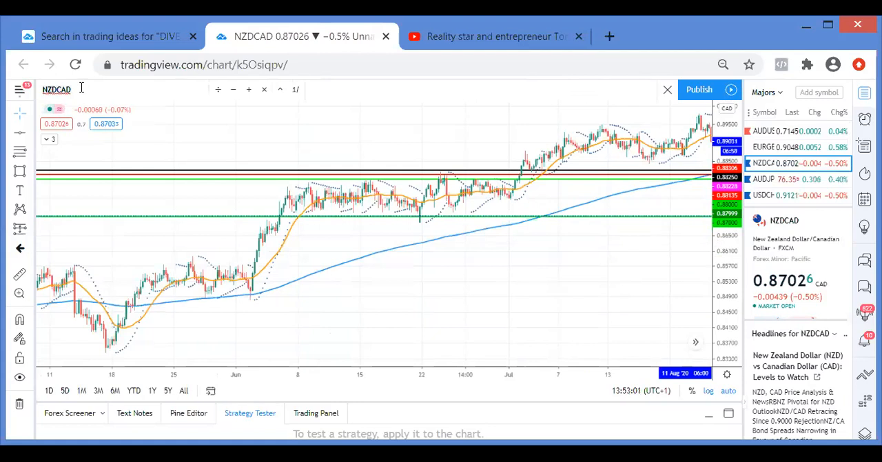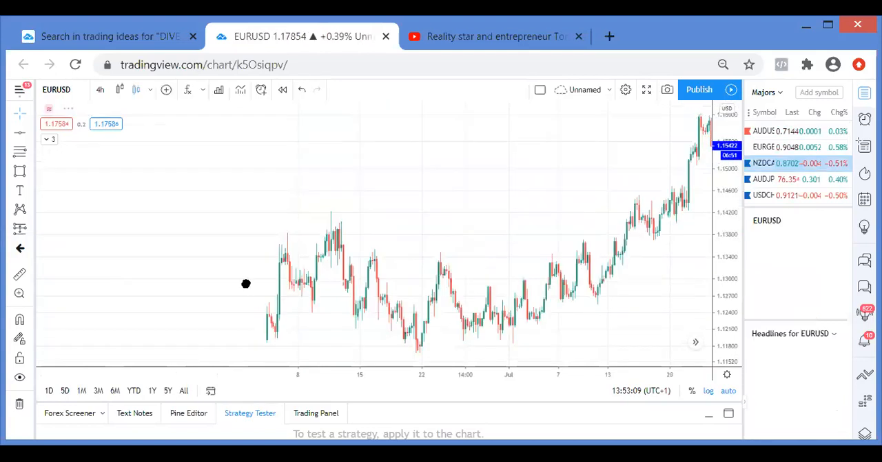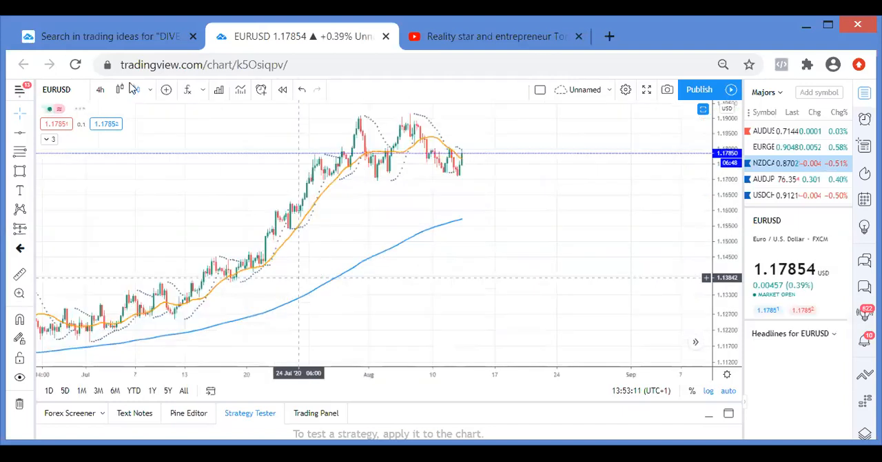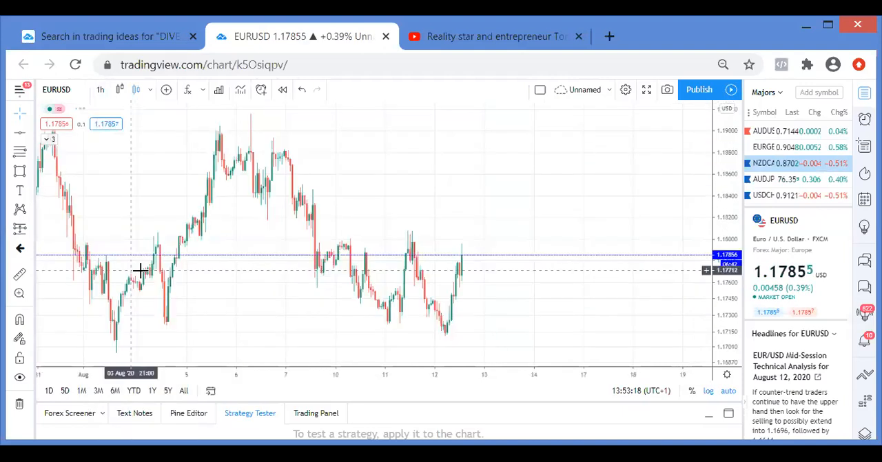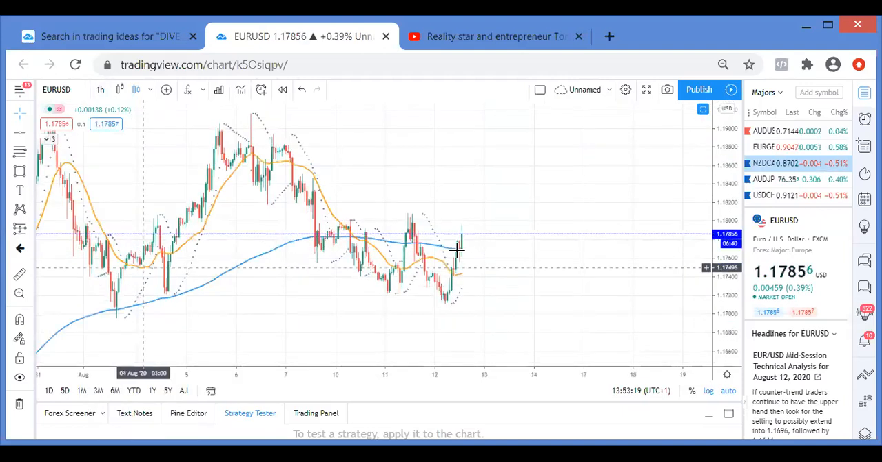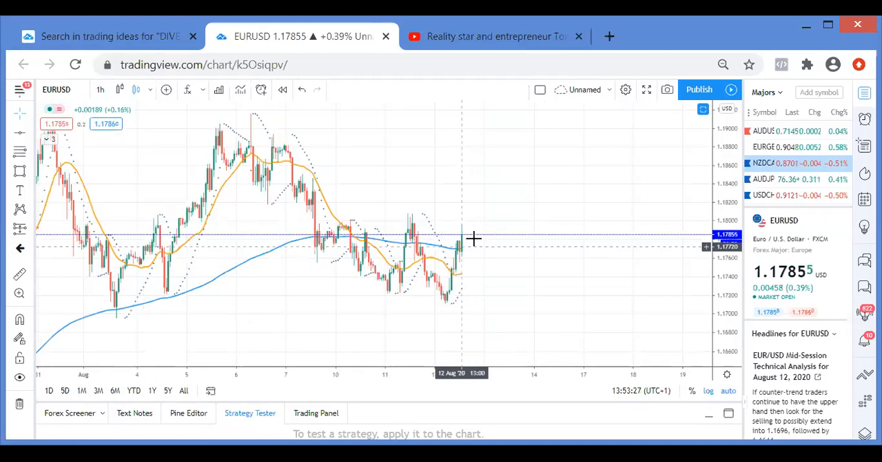Somebody put sell Euro USD. Yeah. But guys, look. If you go to Euro USD, look, guys, look. On a 4 hour, it's above the 200. On a 1 hour, it came above the 200. Do you understand? So why on earth would I sell here?